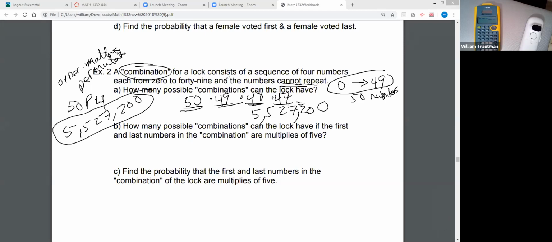What we just did was a permutation where the order matters. So we get the same answer using 50P4, or you could have just written it out like I did and multiplied it. Either way is fine. It's called a permutation when the order matters that you put the numbers in.